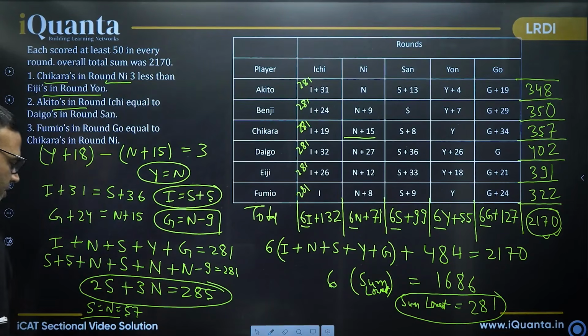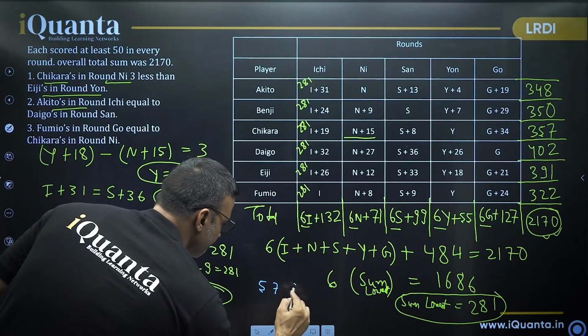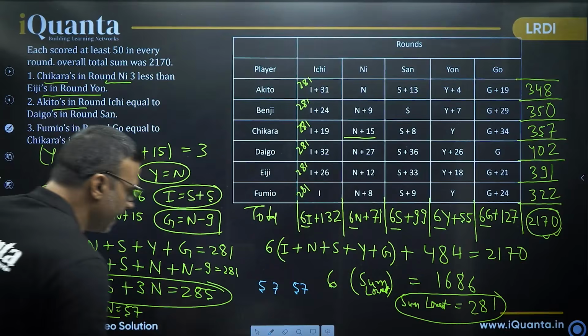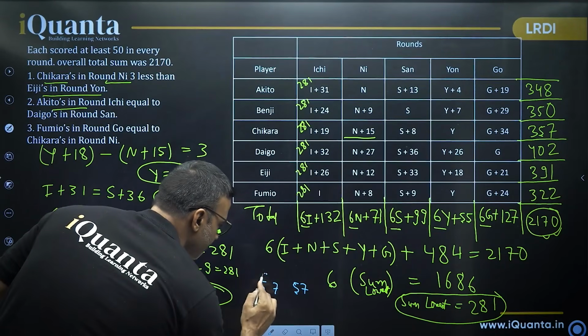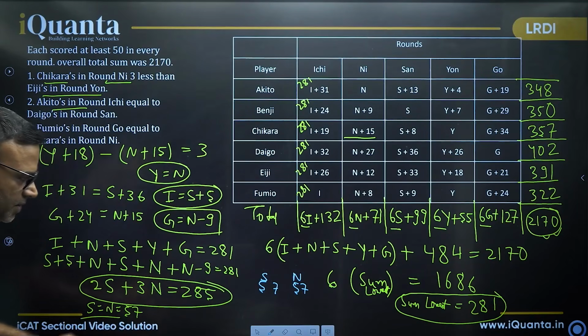So one possible solution is straight away 57, 57. Please look at this very carefully. Don't get confused. It is s and n. This is one possible solution. But there will be other possible solutions also, right?